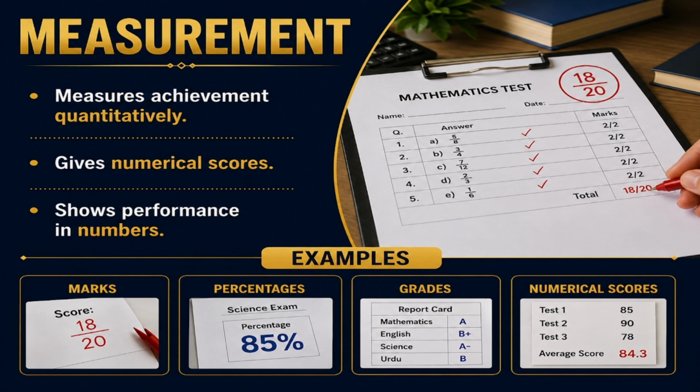Let's take another example. Suppose a student runs 100 meters in 12 seconds. Here 12 seconds is measurement because performance is shown in a number. Let's take another example. Suppose a student secured 85% in science and 90% in English. These percentages are also measurement. So always remember marks, percentages, grades and numerical scores, all these are examples of measurement. In short, whenever students' performance is shown in numbers or quantities, that process is called measurement.